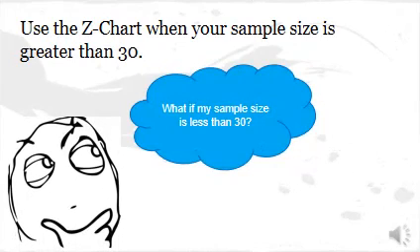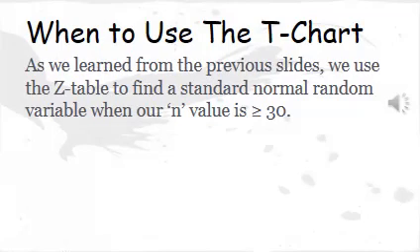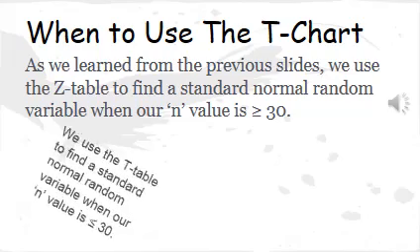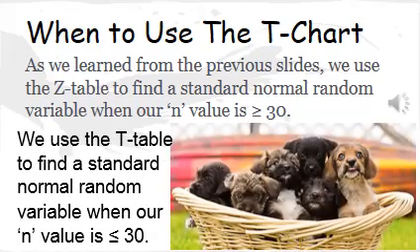Use the z-chart when your sample size is greater than 30. But what if my sample size is less than 30? We use the t-table to find a standard normal random variable when our n value is less than 30. It's like trying to figure out how many cute puppies can fit inside of a basket.